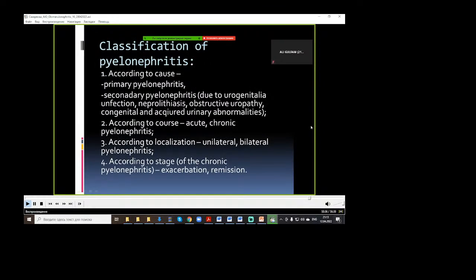Classification of pyelonephritis according to the cause: primary and secondary. Secondary is due to urogenital infection or nephrolithiasis or obstructive uropathy and some others. According to the course, acute and chronic. According to localization, unilateral and bilateral. According to the stage, exacerbation and remission.